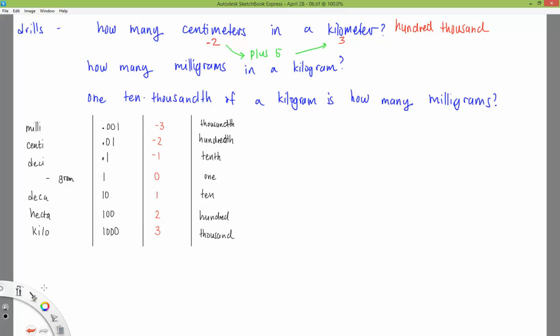All right. So how many milligrams in a kilogram? What's that? 1 million, right? Milligrams, milli goes with -3, and kilo is 3, so we go +6, and 6 goes with a million. Now, if I had reversed this question, I'm going to say, what fraction of a kilogram is a milligram?